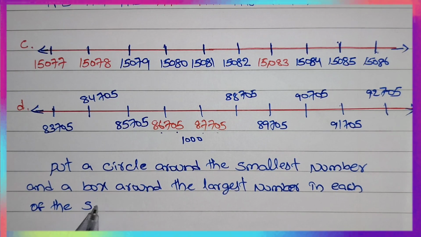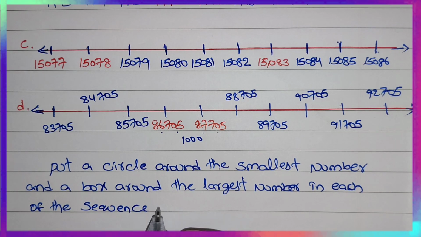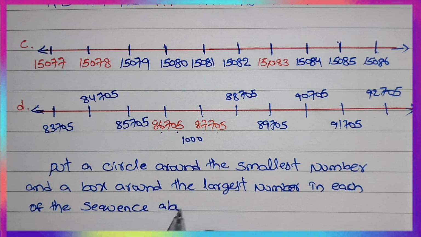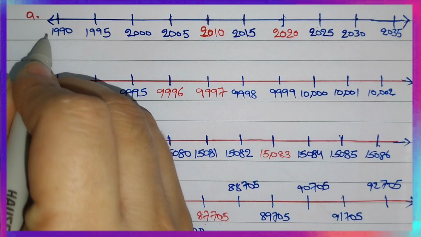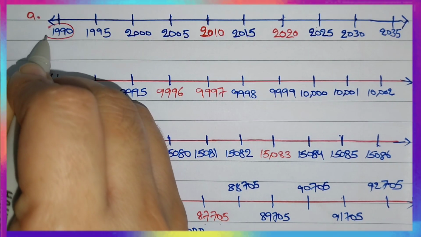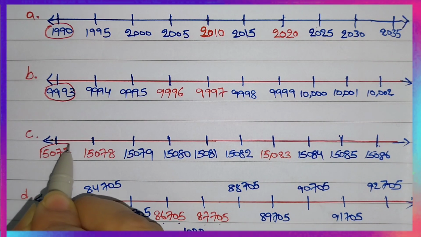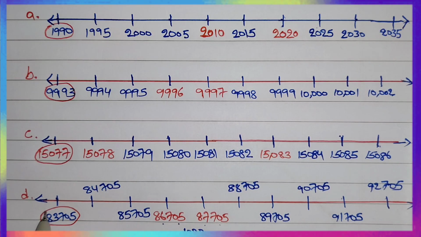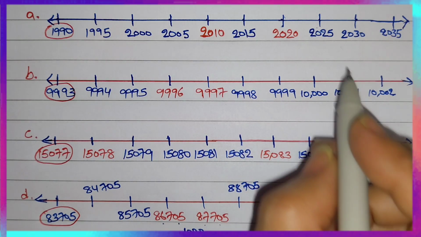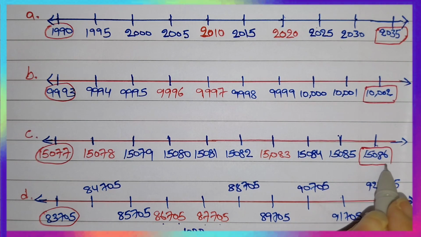Put a circle around the smallest number and a box around the largest number in each of the sequences above. Let's see. Which is the smallest number in this number line? 1990, so we have to put a circle. Next B, 9993 is the smallest number. In the C, 15,077 is the smallest number, and the last D, 83,705 is the smallest number.